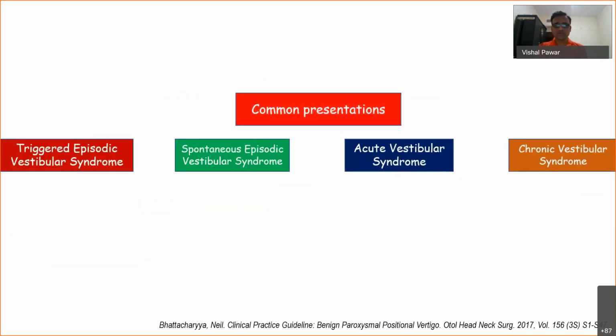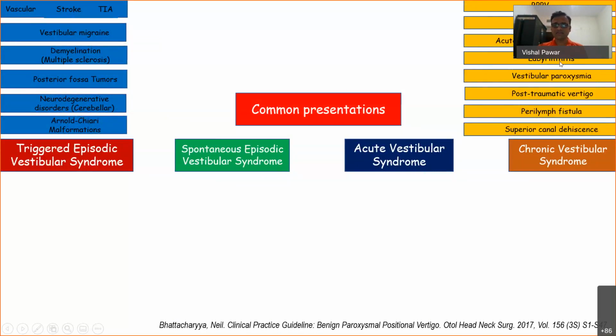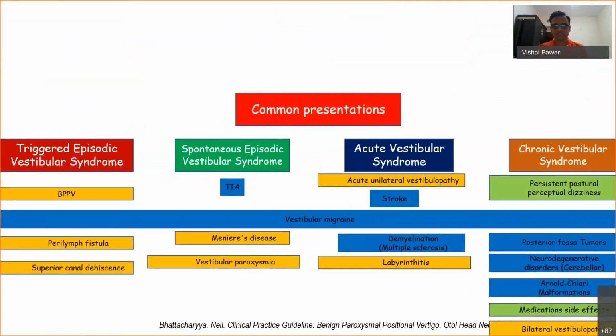These are the common central vestibular disorders, and on this side, these are the common peripheral disorders, and these are the other disorders like functional, psychiatric, and medications. So these are the common causes. For example, the most common cause of triggered episodic vestibular syndrome is BPPV. The other most common cause is vestibular migraine. As you can see, vestibular migraine can present with any of the vestibular syndromes. Perilymph fistula and third window syndromes can also present with triggered episodic syndrome.